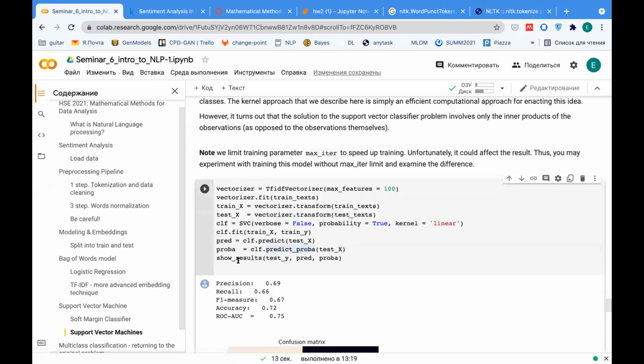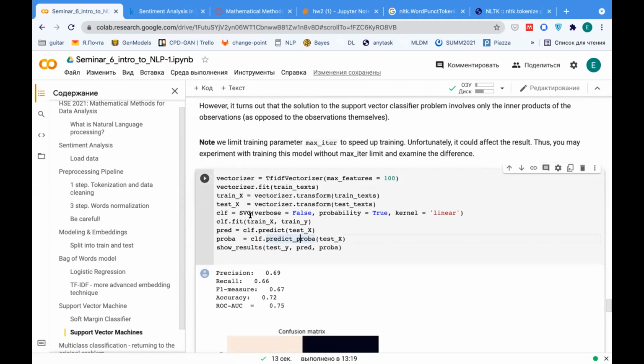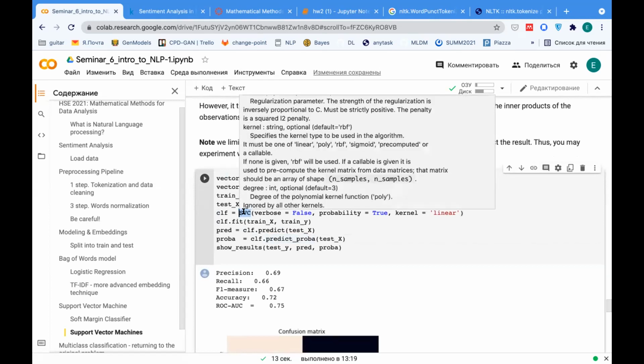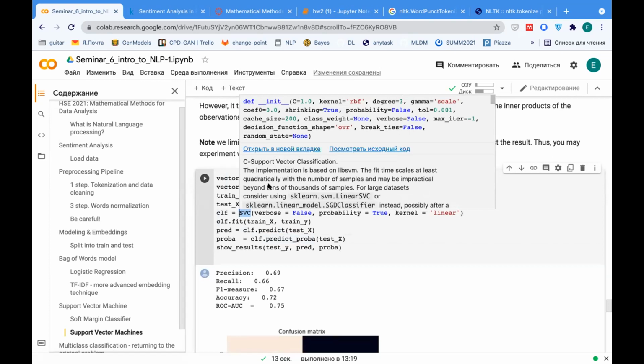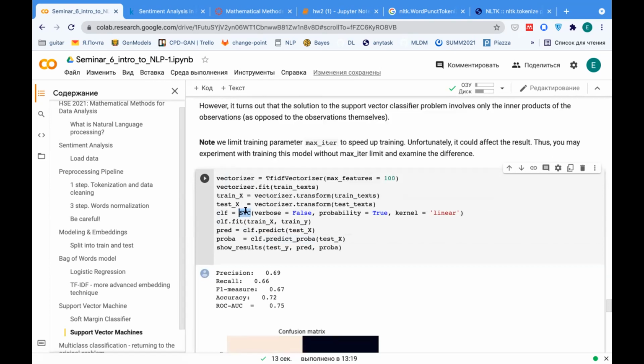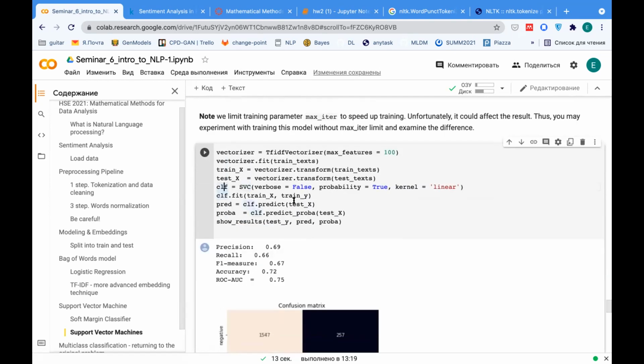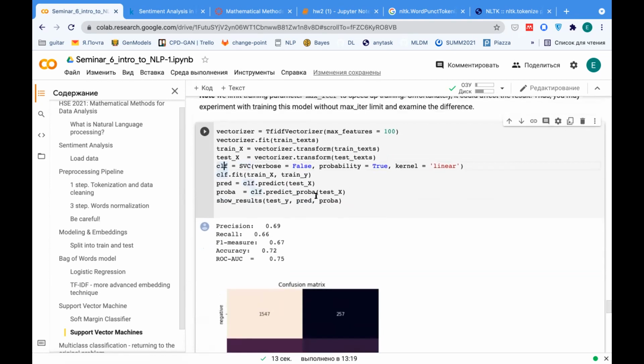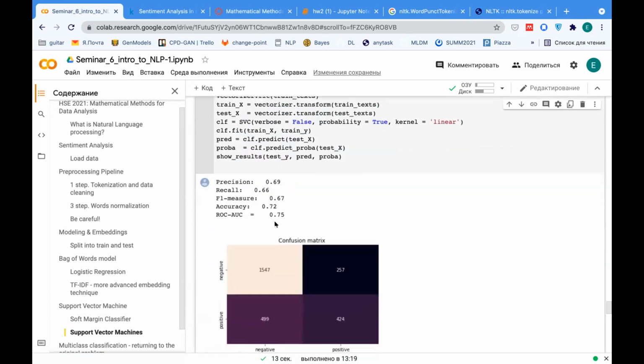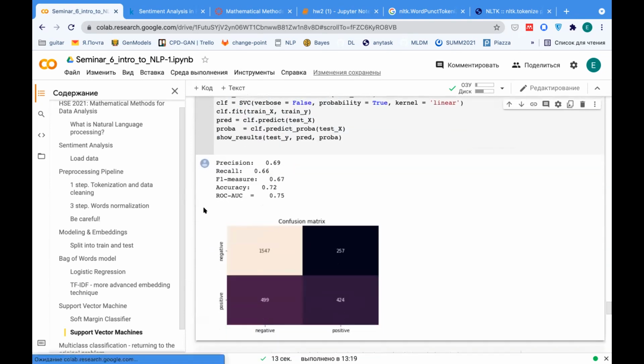So now we'll use SVM. In scikit-learn, it's named SVC, which stands for support vector classification. If you use it again with the TF-IDF vectorizer and the same number of features, we'll have this result. Remember, it's a bit better than we had in logistic regression, but maybe I'm wrong.